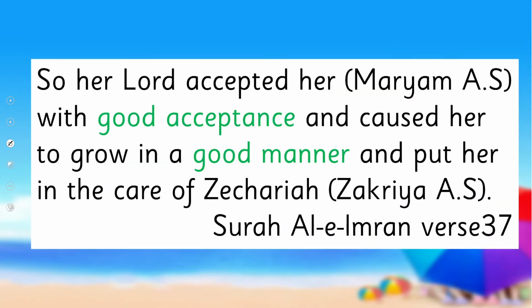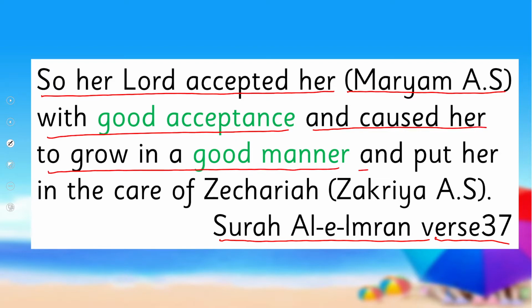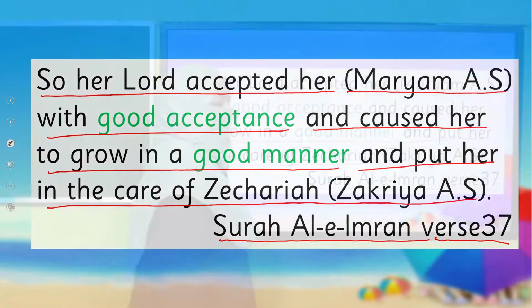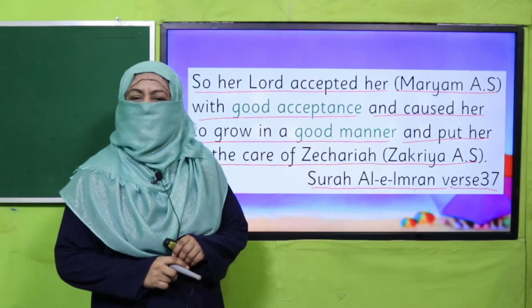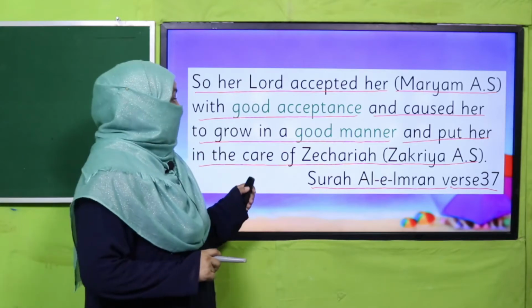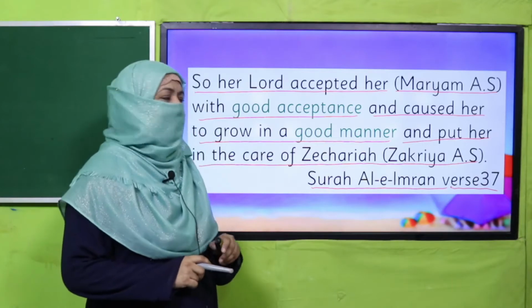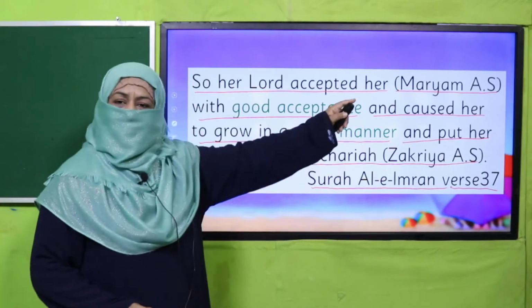Let's start with the name of Allah subhanahu wa ta'ala. Allah mentions in Quran, Surah Al Imran, verse 37: So her Lord accepted her, Maryam alayhi salam, with good acceptance and caused her to grow in good manner and put her in the care of Zakaria alayhi salam. Yes, my dear students, what this beautiful verse tells us is that Allah subhanahu wa ta'ala made Prophet Zakaria alayhi salam responsible for the upbringing of Maryam alayhi salam.